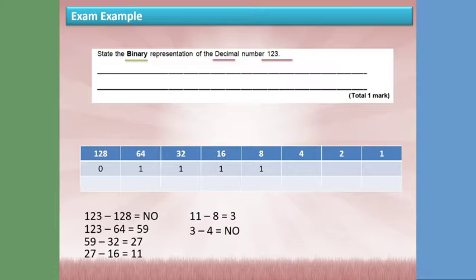3 minus 4 doesn't work, so that's a 0. 3 minus 2 works, remainder of 1. 1 minus 1 works, gives us our final 1 in our binary number, and obviously the remainder now is 0, therefore we know we've finished. So our binary number is 01111011. That would be our final answer.